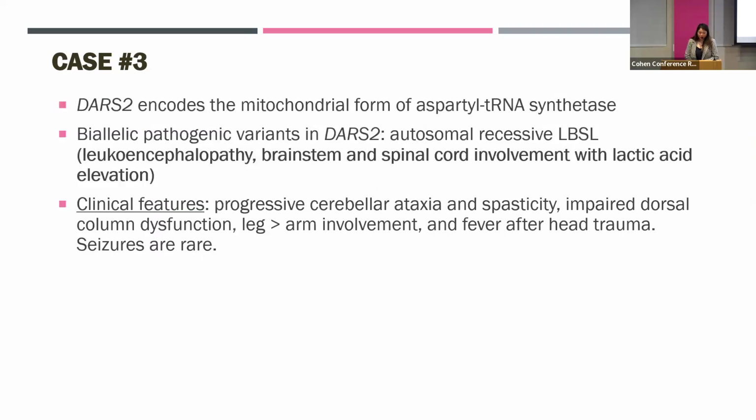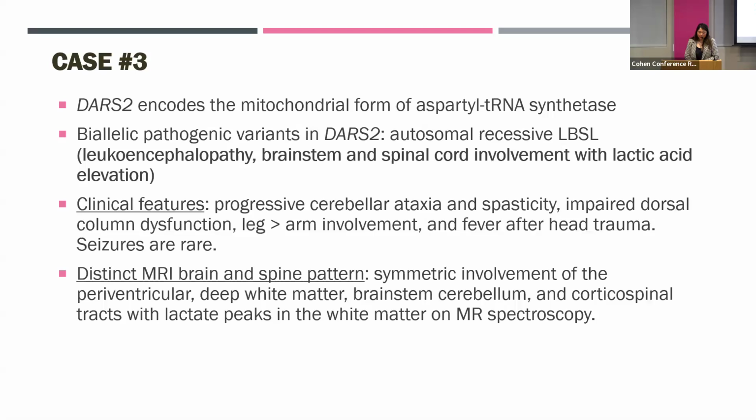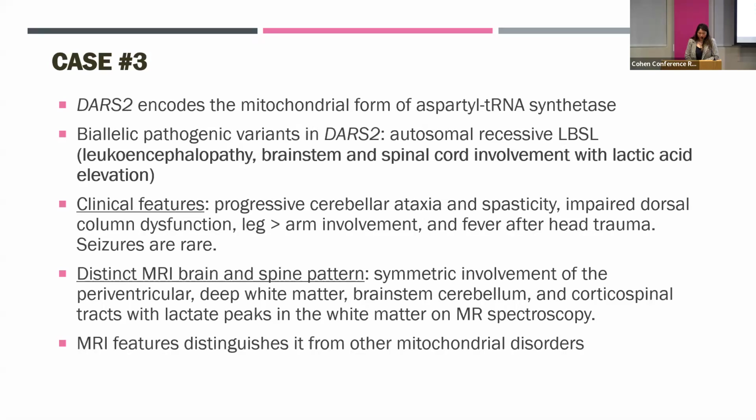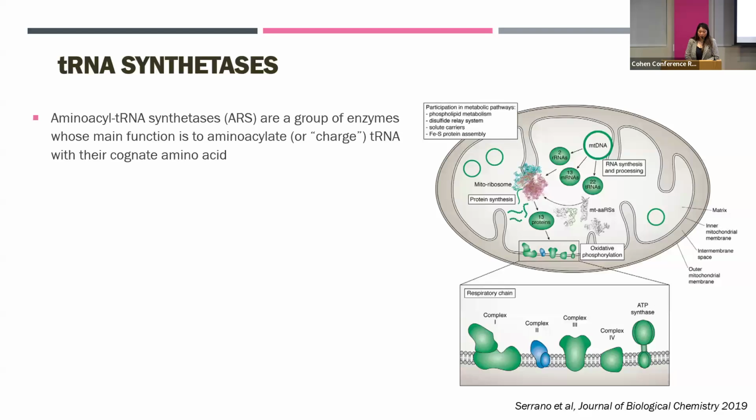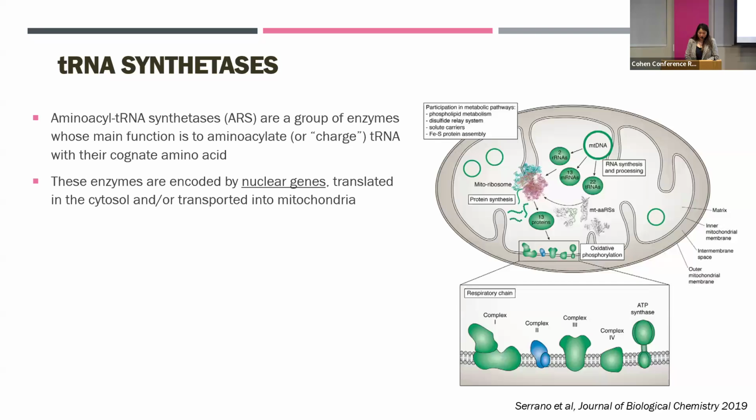Because of the progressive white matter changes, they get progressive cerebellar ataxia, spasticity, and a lot of spinal cord issues. And the MRI is atypical for many other mitochondrial disorders, so if you see this, you do think about this group of disorders. So what are tRNA synthetases? These are a group of enzymes whose main function is to charge the tRNA with their cognate amino acid. That's required for protein production.